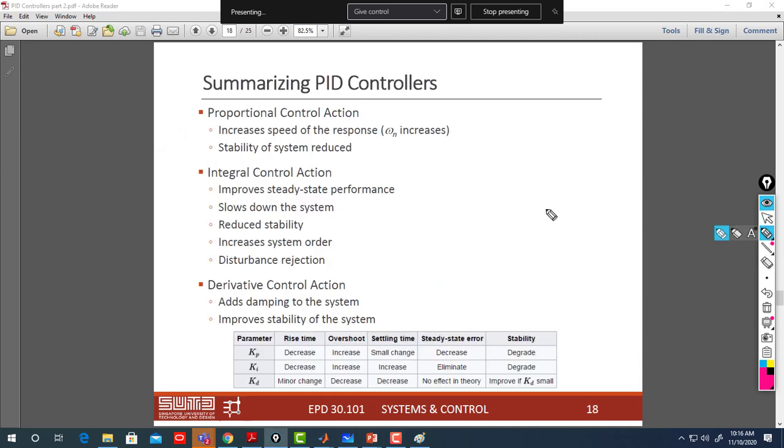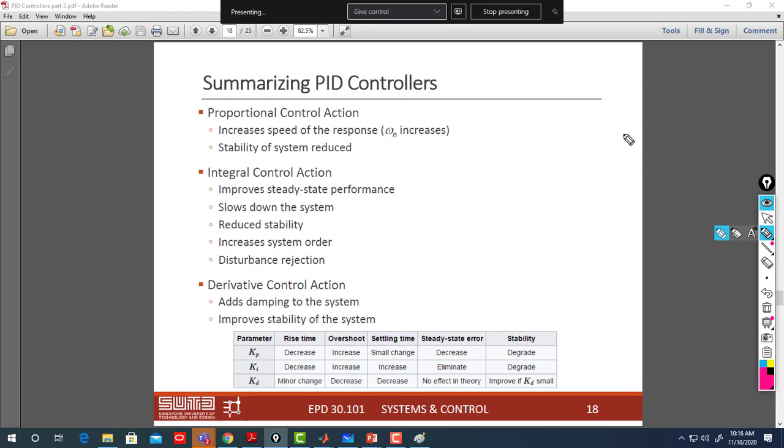Summarizing PID controller. This is a summary of what we did in this course. Proportional control action increases the speed of the response. If you remember, it was increasing the speed. Basically, omega n increases. Omega n is related to the speed of the response. But this becomes more clear when we do frequency response analysis, not like now where we are always doing time domain analysis.